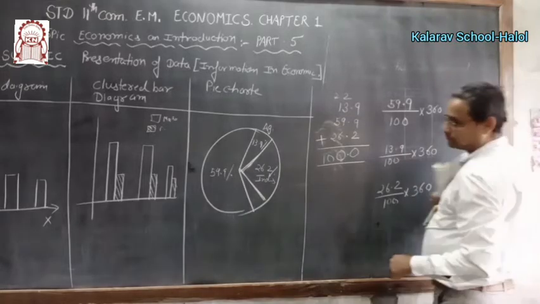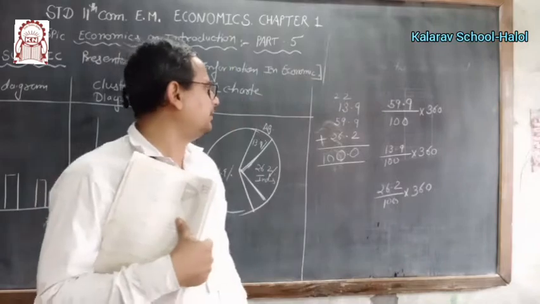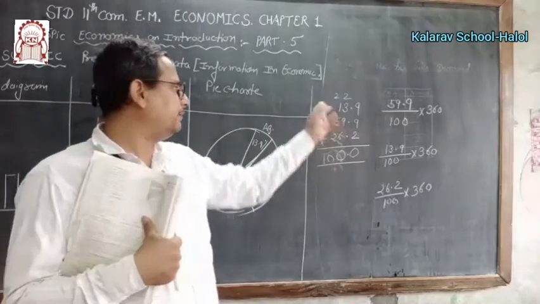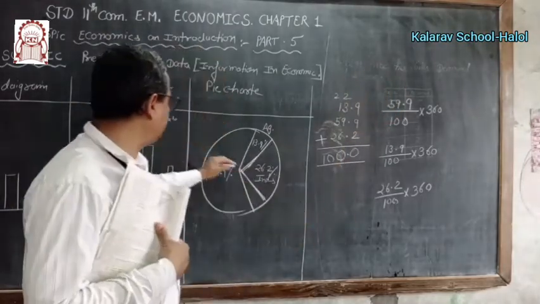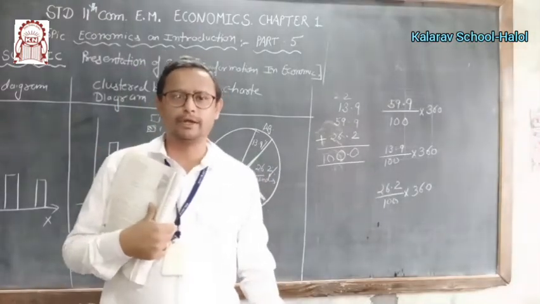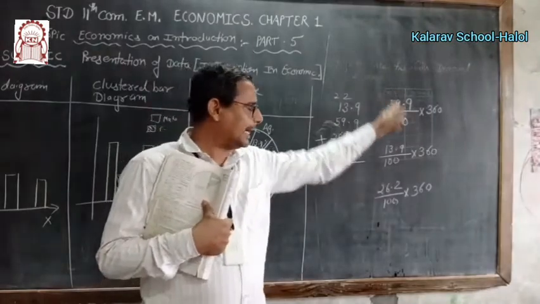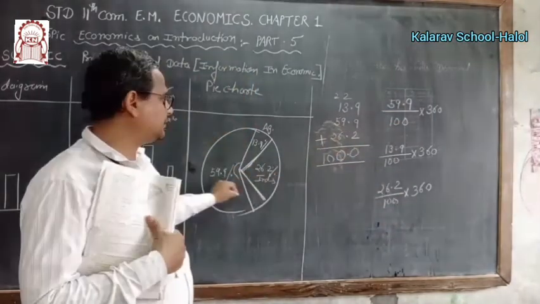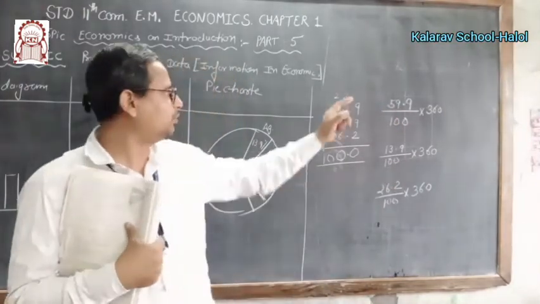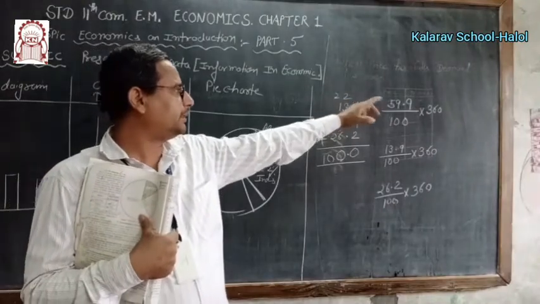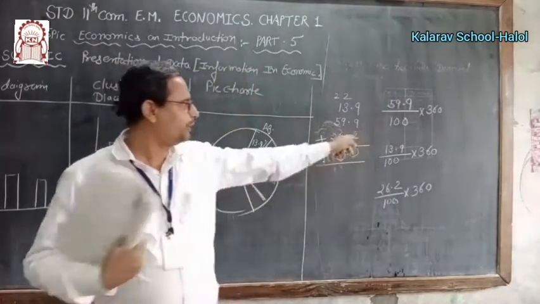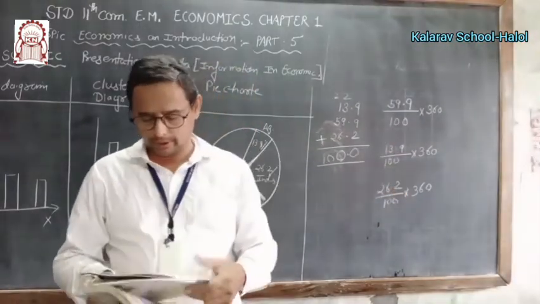Is it clear? Now with the help of a calculator, if we multiply 59.9 into 360 and divide by 100, whatever you get will be the measure of this. So it is more than 200 degrees. Is it clear? And if you add all three answers, you will get the entire measure, that is 360. Do that on your own, so you will get the idea. Again I am telling you, 59.9 multiplied by 360 divided by 100. If you do it that way, you will get it. I am not showing you that. You have to do it on your own, so it becomes better for you.